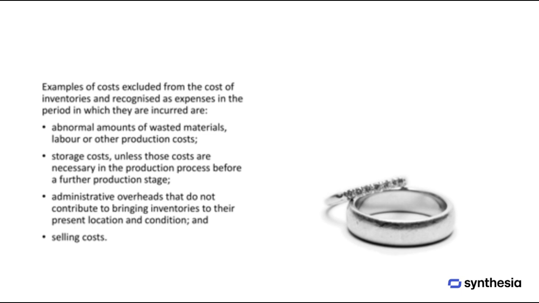Certain costs are not included in the cost of inventories and are instead recorded as expenses when they occur. These include abnormal waste of materials, labor, or other production costs, as well as storage costs that are not essential to the production process before the next stage. Additionally, administrative overheads that do not help bring the inventories to their current condition or location are excluded. Finally, costs related to selling the inventory are also recognized as expenses rather than being added to inventory value.